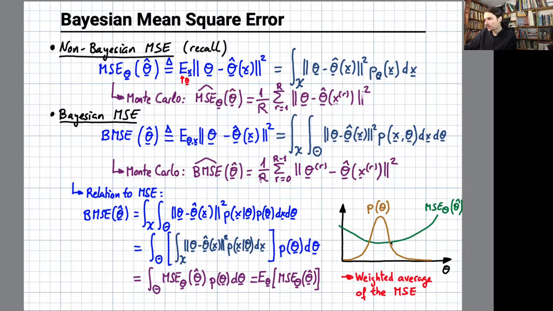So this is like an average of the values of this green curve, but we are giving a higher weight to the values over here than to values over here, right? So therefore, the prior distribution captures in some way the importance of each value of the parameters, right? So if we want to do well in terms of BMSE, it means that we need a low MSE, classical MSE, for the important values of the parameters, and it doesn't really matter how well we do for values of the parameters that are not very important.